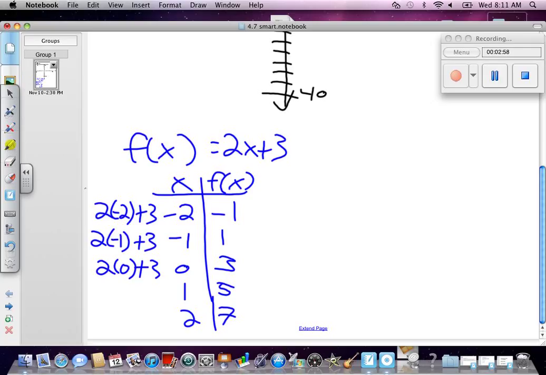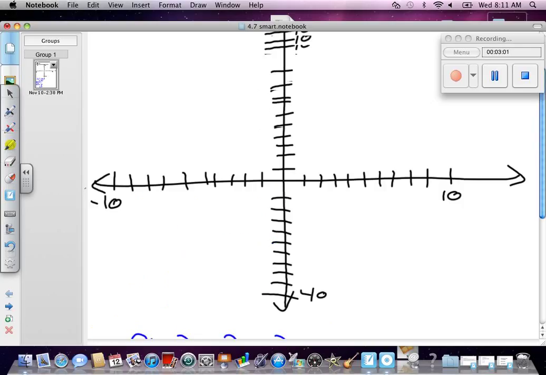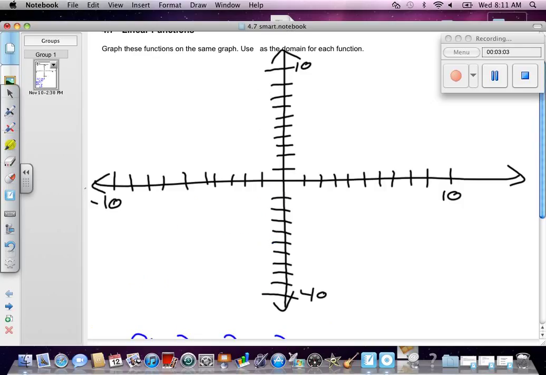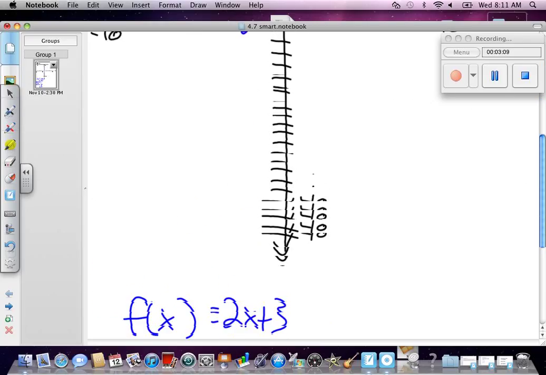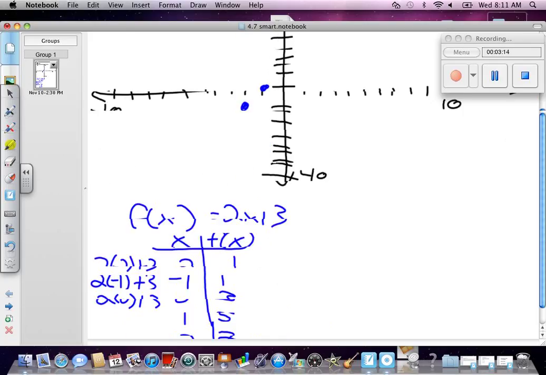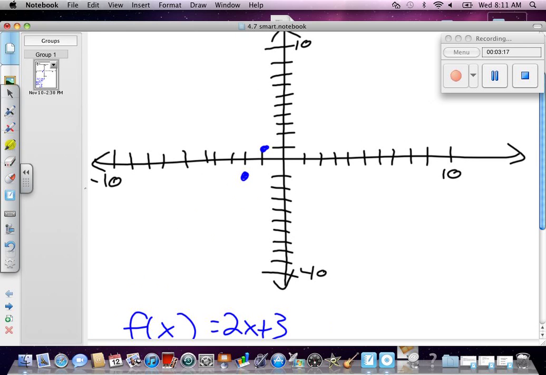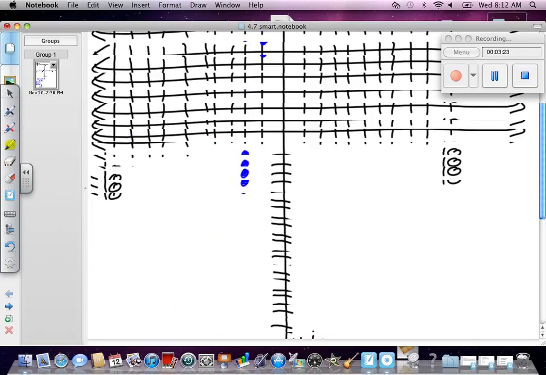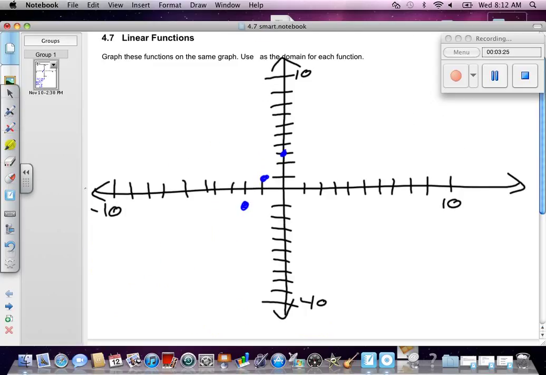So we're going to graph these points. We're going to graph -2, -1. So we go over -2, down 1. Then we graph -1, 1. 0, 3. 1, 5. And 2, 7. And we get a nice straight line.